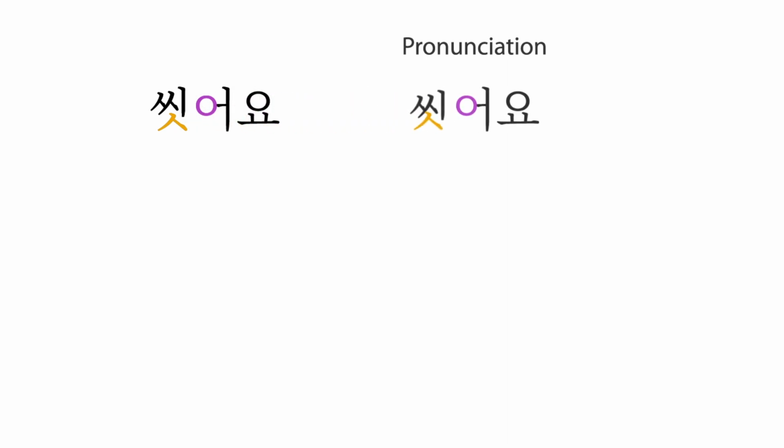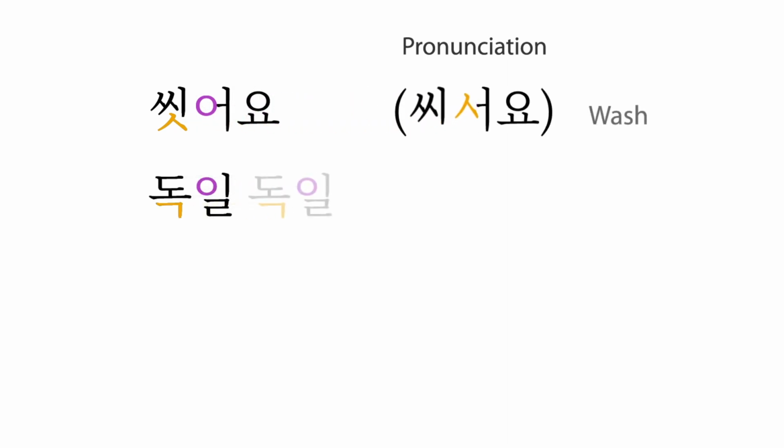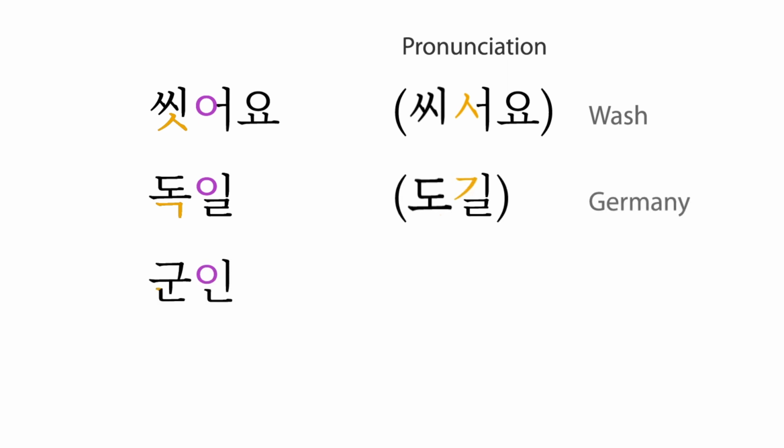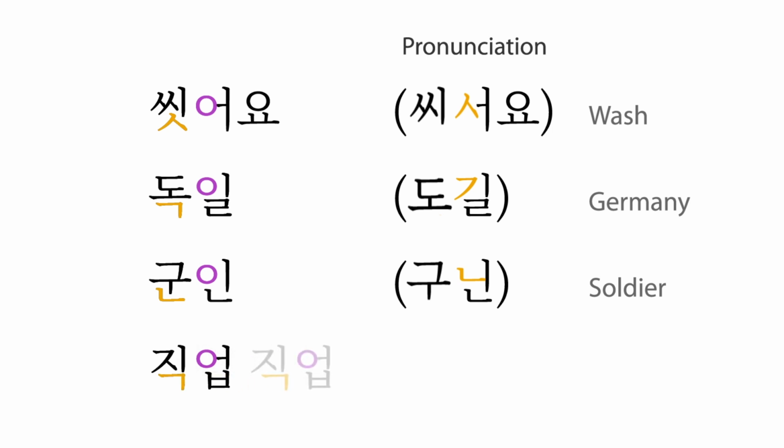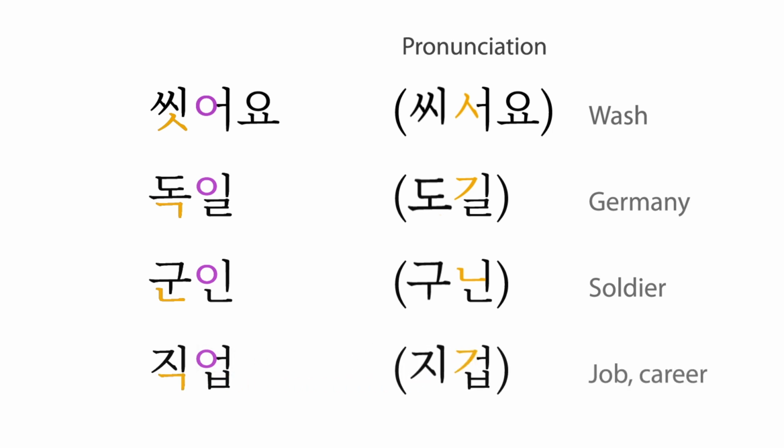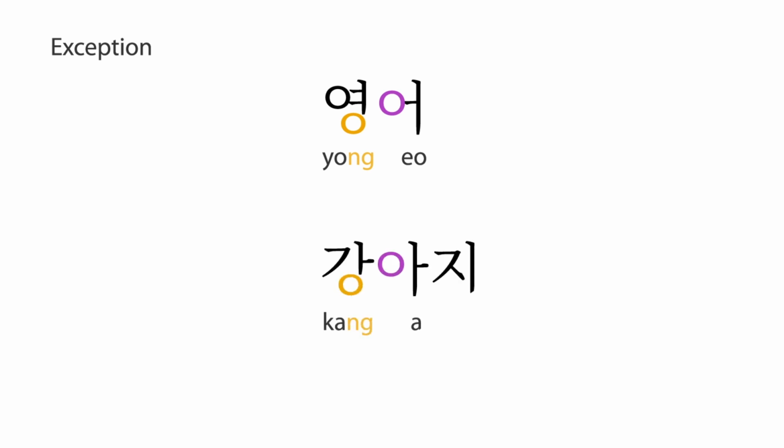Another important note about the circle is that if a block ends with a final consonant and the next block starts with a circle, the pronunciation of the final consonant will move to the next block. 씻어요. 독일. 군인. 직업. Exception to this rule: when the circle itself comes as a final consonant and the next block starts with a circle, the ng sound will not move to the next block. 영어. 강아지.